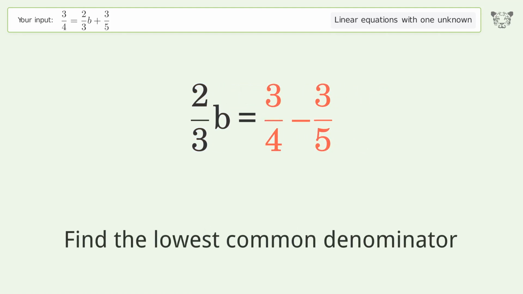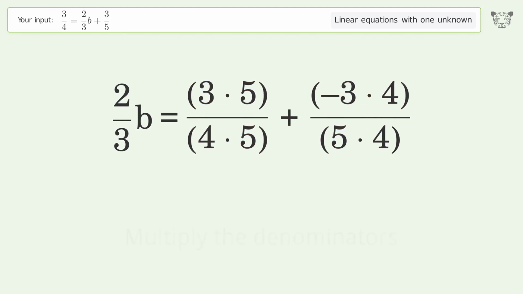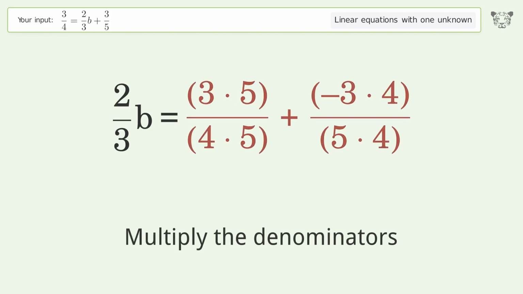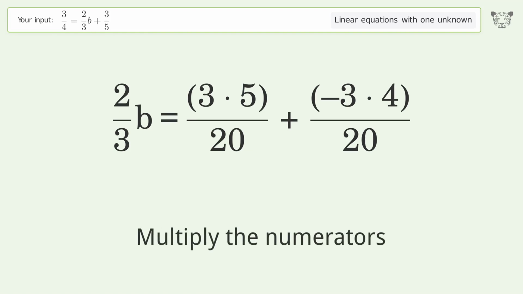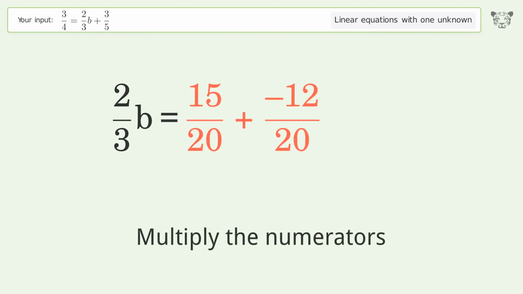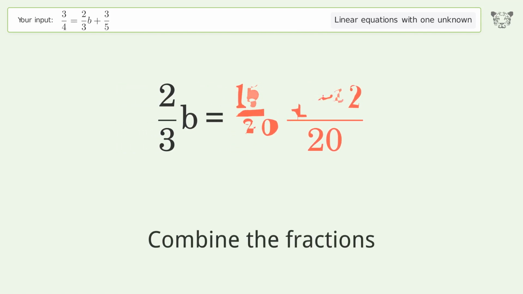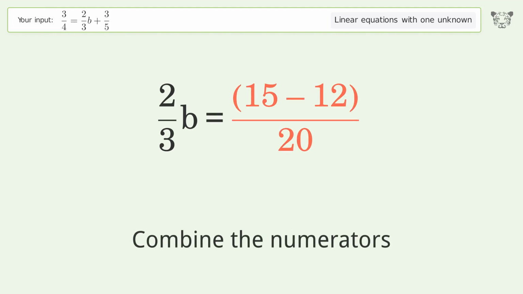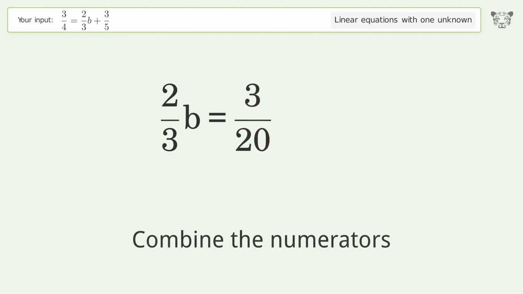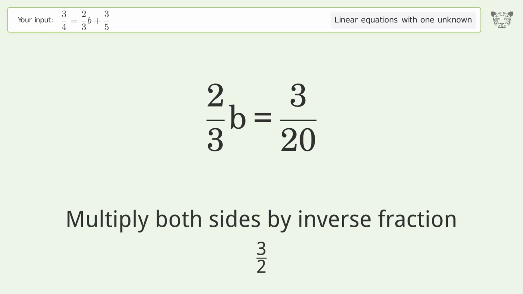Find the lowest common denominator. Multiply the denominators. Multiply the numerators. Combine the fractions. Combine the numerators. Isolate the b. Multiply both sides by inverse fraction 3/2.